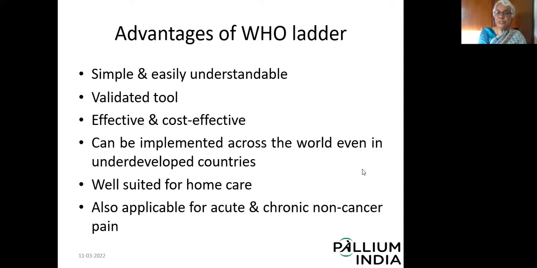And it is well suited for home care because most of the drugs are given orally. And, I've explained all the things, you can monitor it. And besides cancer pain, you can also use it for any kind of acute pain. Like, for example, post-operative pain or pain due to trauma or fractures, you can also apply the WHO ladder. We can use it also for chronic non-cancer pain as well.